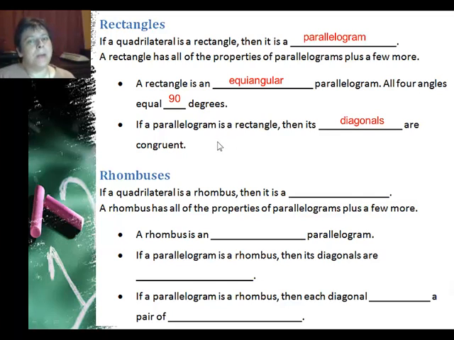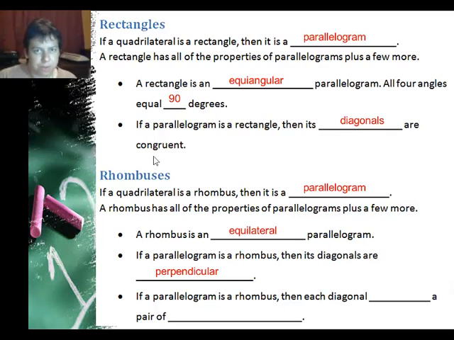Now, rhombuses or rhombi, I've seen both pluralizations. If a quadrilateral is a rhombus, then it is also a parallelogram. So we're talking about these special parallelograms. A rhombus is an equilateral parallelogram, so all the sides are always equal. If a parallelogram is a rhombus, then its diagonals are perpendicular. Remember how kites had perpendicular diagonals, although they're not parallelograms. Rhombuses also have perpendicular diagonals. And if a parallelogram is a rhombus, then each diagonal bisects a pair of opposite angles.